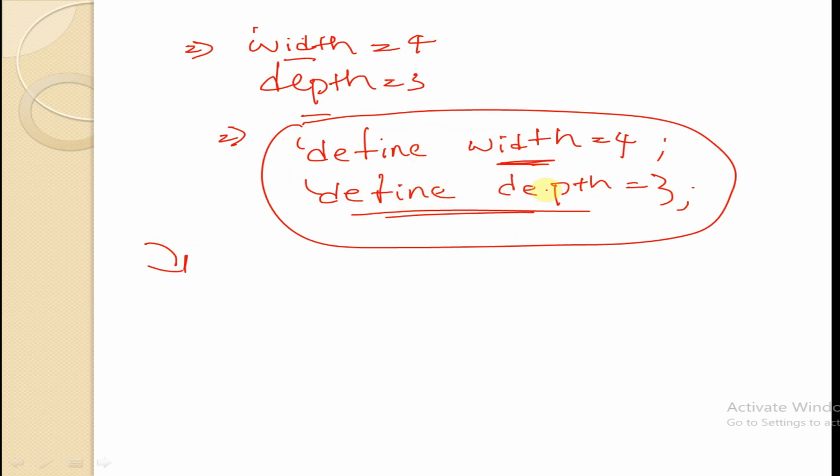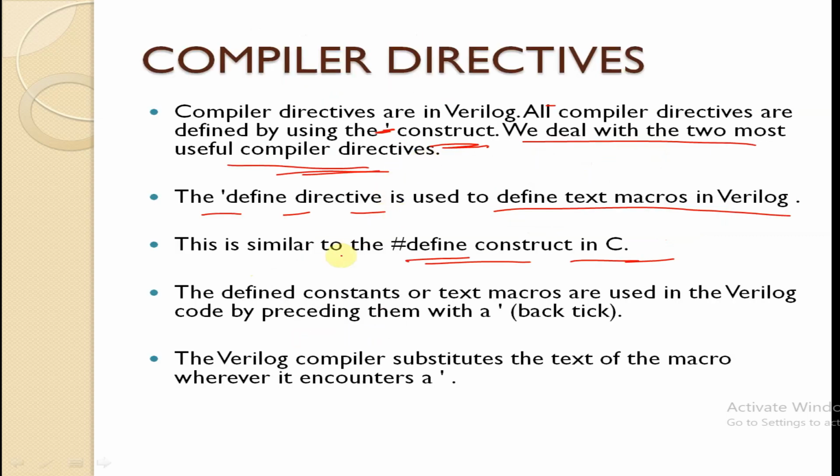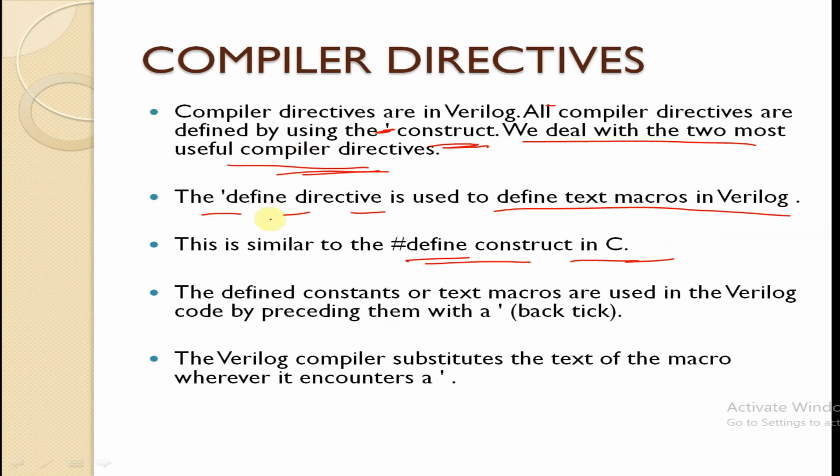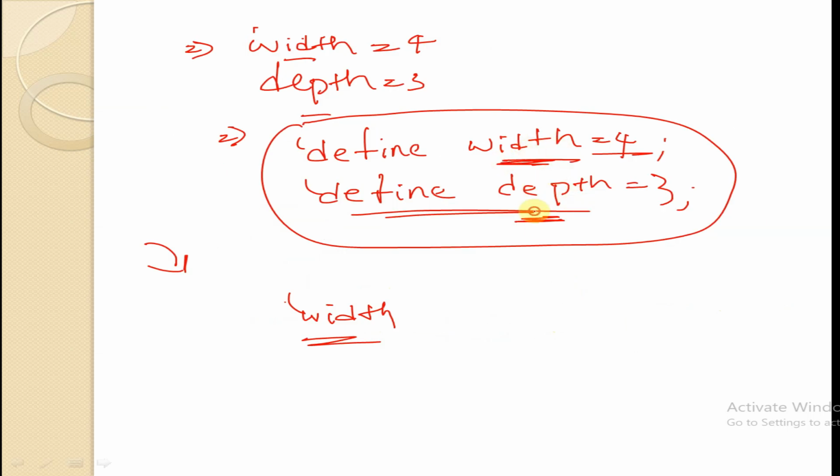And if we want to use these values inside the module, then we will use tick width like this. We will use it in our module. So these are the compiler directives tick define. The defined constants or text macros are used inside the Verilog code by preceding them with a backtick. So if we want to use this width or depth in our module, then we will use tick followed by the name. And if we want to use this depth, then we will use tick followed by depth. So this is how we will use this.